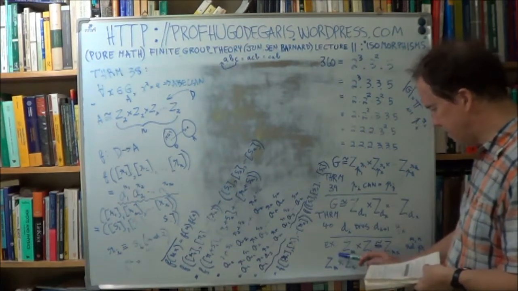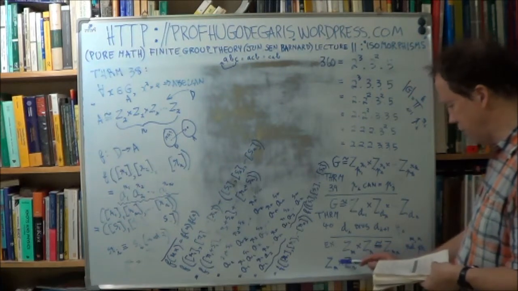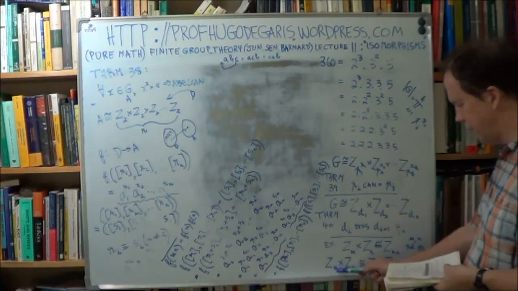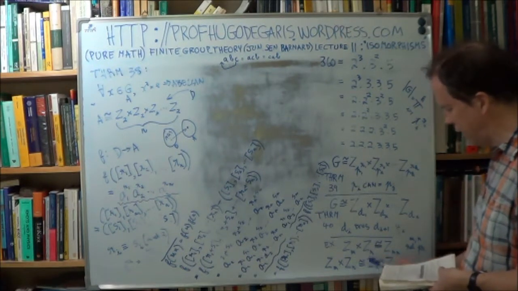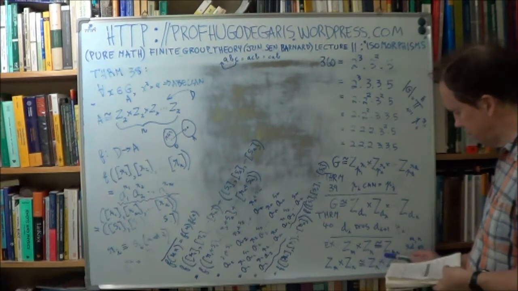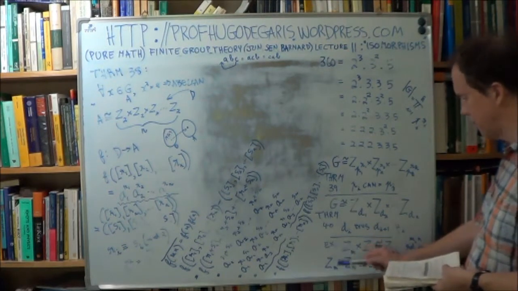And these groups commute, right? So Z of m direct product Z of n is isomorphic to Z of n direct product Z of m, right? So you have this. So both of these are useful.